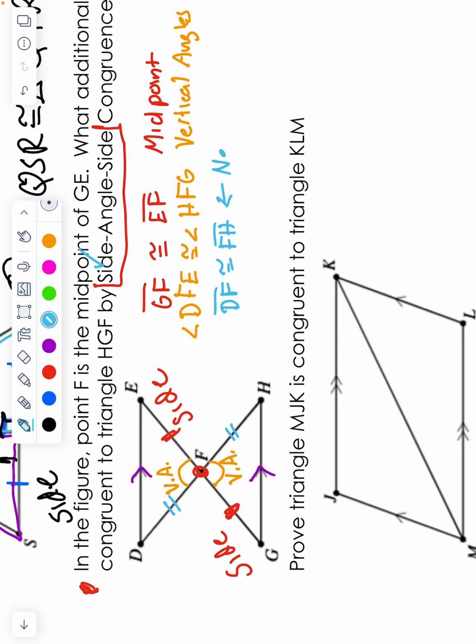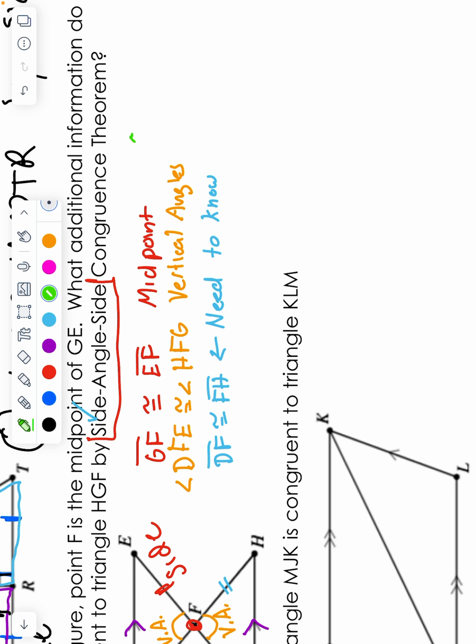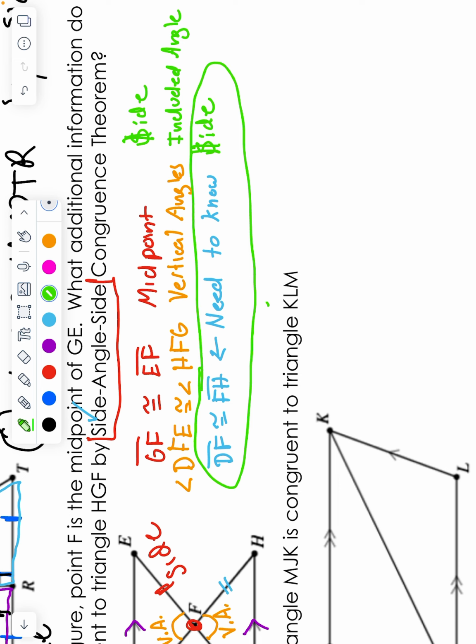This is what we would need to know because we have a side, included angle, and then another side. So that's what we would need to know for side, angle, side.